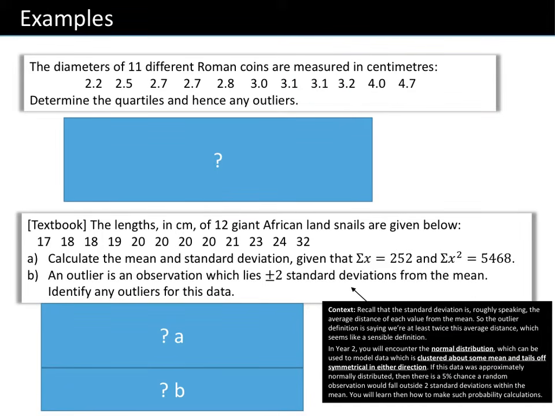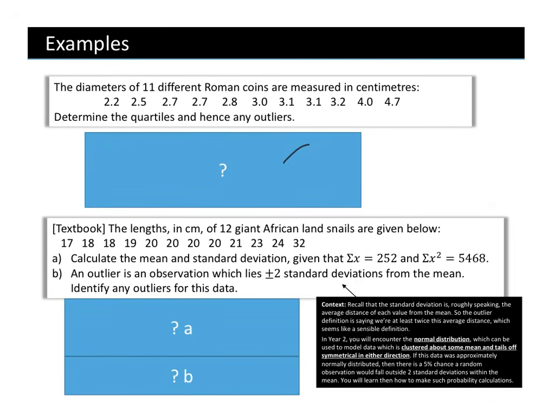Right then, so here are two examples of types of outlier questions. Okay, so type number 1. What we have to do, first step: the diameters of 11 different Roman coins are measured in centimetres. Determine the quartiles and hence any outliers. Okay, so first of all, what do I know? This is in order. Perfect, right? In order. Okay, so let's find the median.